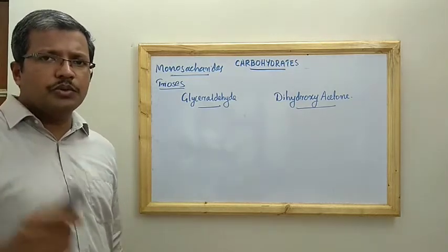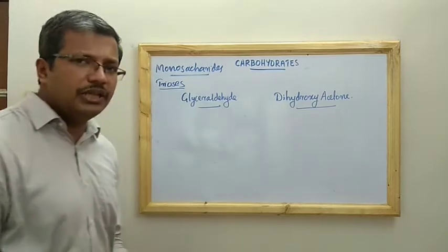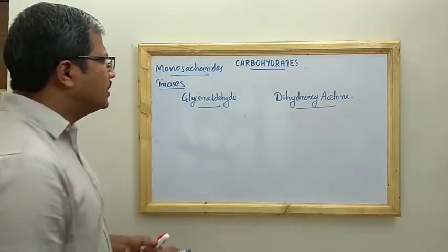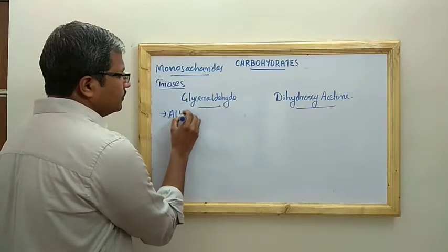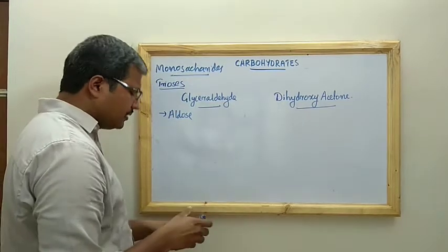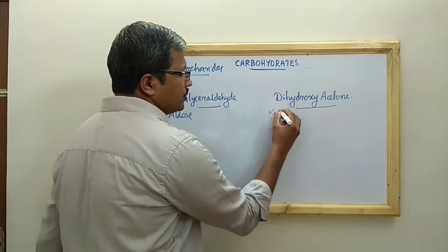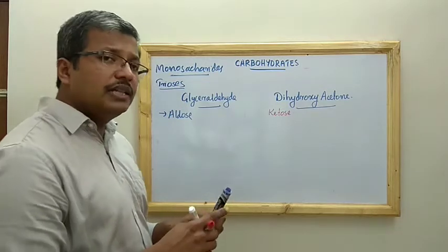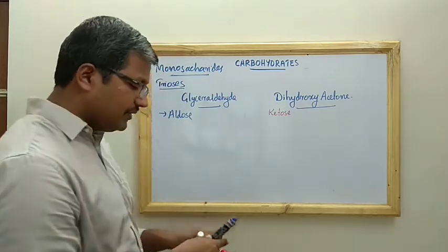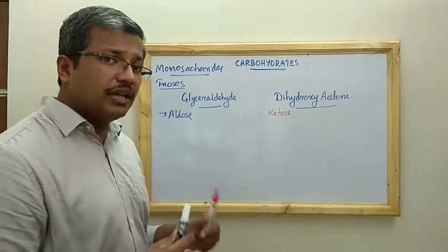For Triose you have to learn two examples, glyceraldehyde and dihydroxyacetone, where glyceraldehyde is an aldose sugar and dihydroxyacetone is a ketose sugar. Let us see the structure of glyceraldehyde first. We know that glyceraldehyde is composed of 3 carbons.